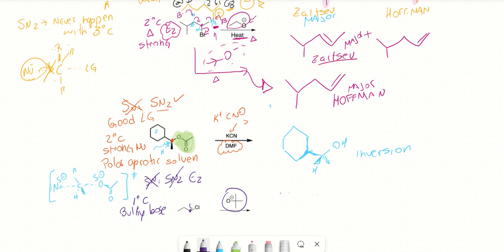So everything will happen at the same time. This will leave, and then the hydrogen from here can be extracted by the base, and this will leave behind this product, with these electrons over here forming the bond. So this is my final product over here.